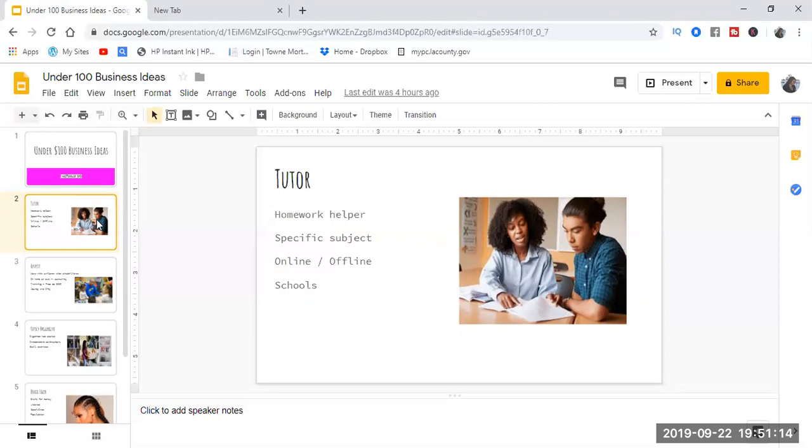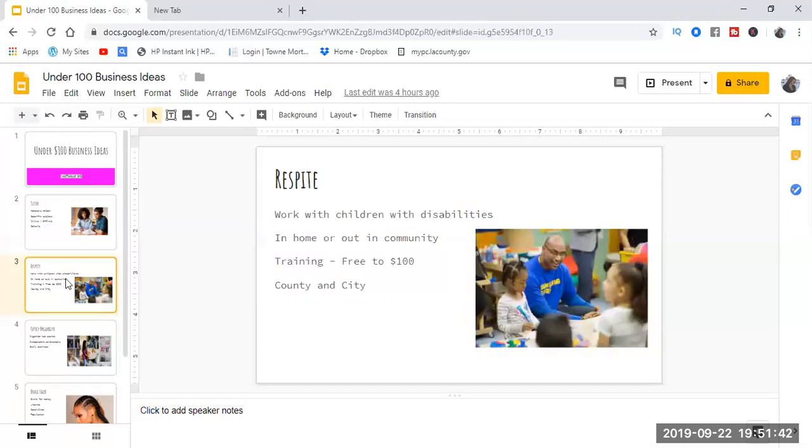The great thing about this tutoring business is that you can do it offline and online, and you can get contracts with your school districts, so your local schools. And honestly, the entry for this is really about $50, some business cards, some flyers, a website, and having the knowledge, and that's all you need to become a tutor. So it's a great idea to become a tutor, especially if you are very good at math and or English. And now we can move on to respite.